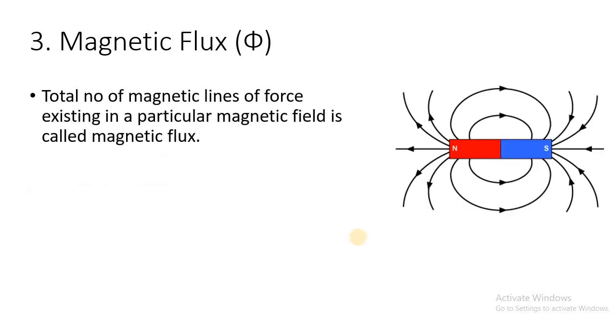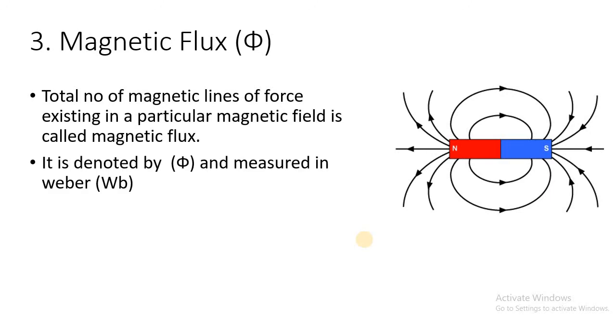Then the magnetic flux. What is magnetic flux? It is denoted by phi. It is nothing but the total number of magnetic lines of force existing in a particular magnetic field, and it is measured in Weber. 1 Weber is equal to 10 raised to 8 lines of force. It means when this N pole radiates 10 raised to 8 lines of magnetic force, the pole has a magnetic flux equal to 1 Weber.